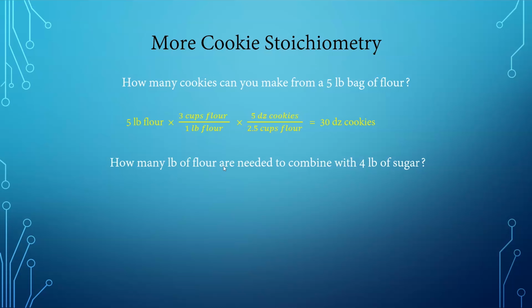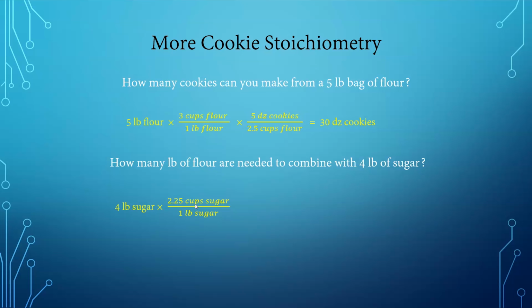All right, how many pounds of flour would you need to combine with 4 pounds of sugar? Sugar is normally sold in 4-pound bags, so how much flour should we buy if we wanted to use up that 4 pounds of sugar? We would start, of course, with pounds of sugar, but again, pounds is not the unit of our recipe, it's cups of sugar. We'll then need to change pounds into cups, and this is another thing that I have measured and found that there's about 2 1/4 cups of sugar in a pound.